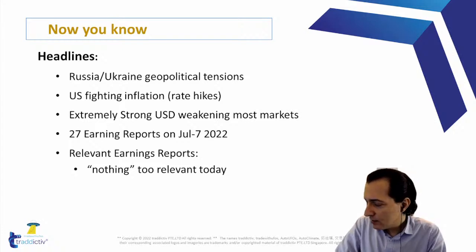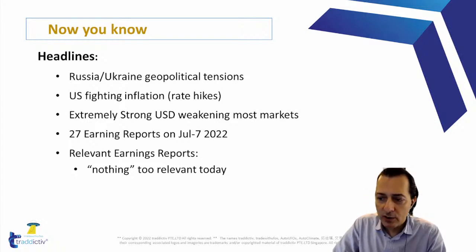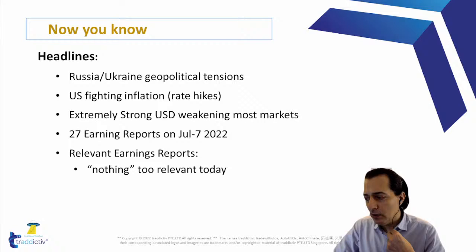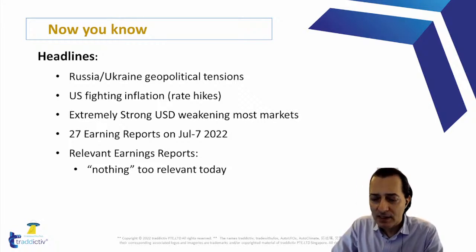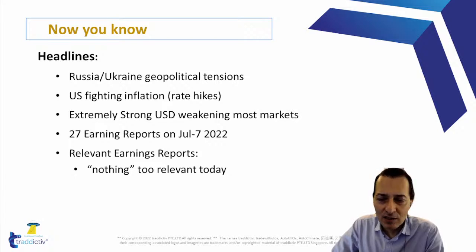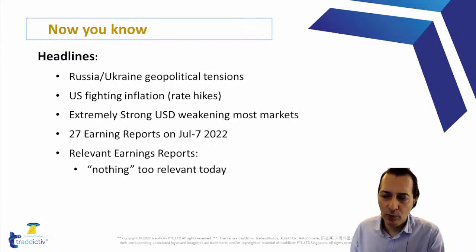Today we got 27 earnings reports today on July 7. Now, having said that, nothing is too relevant today. So most of the companies reporting earnings are relatively small caps, nothing that relevant. So of course, if you happen to hold any of those 27 stocks, earnings reports are always relevant. But I'm talking about the market overall. Really, you could basically ignore those earnings reports today unless you are invested in those stocks. Okay. So I won't spend too much time.